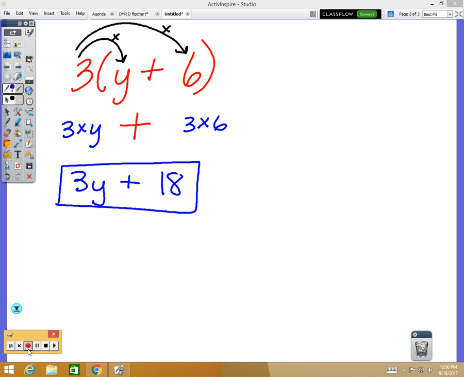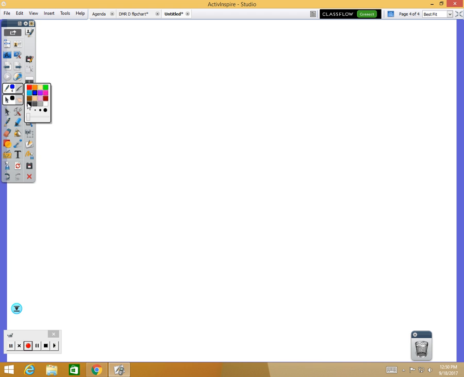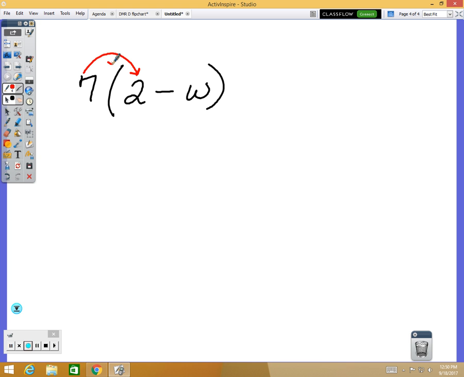Now let's step this up a little bit by putting a negative sign in our parentheses, which we could call a minus sign, all right? Also on this one I put the number first and the variable second. That's not going to matter either, okay? But I wanted you to see that that's possible. So what number is being distributed? This 7. So we're going to do 7 times 2, and we're going to do 7 times W.